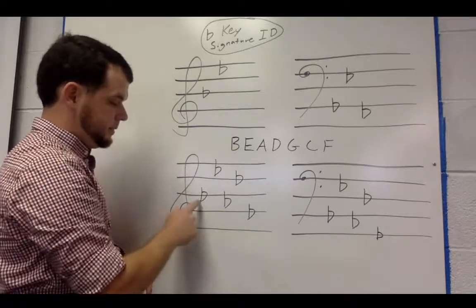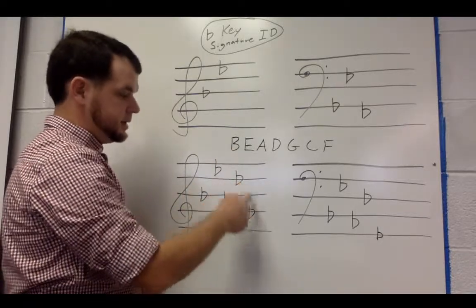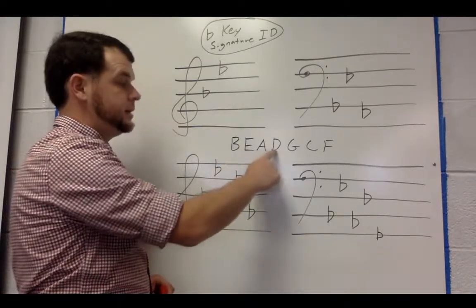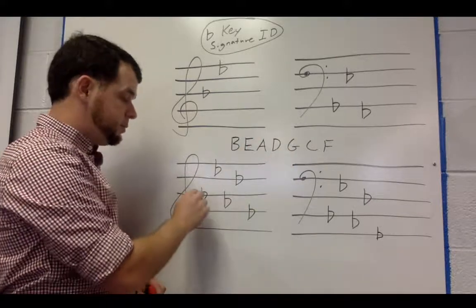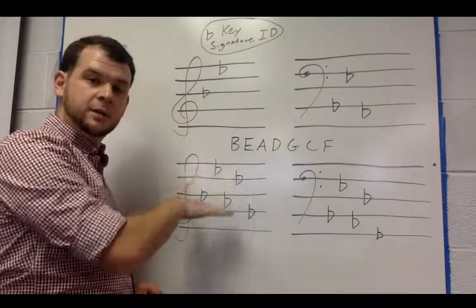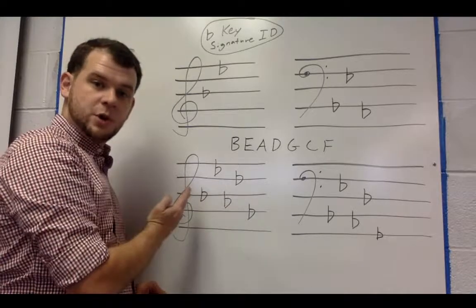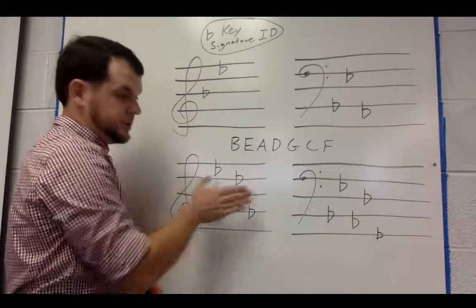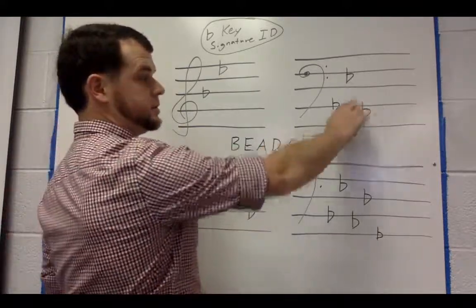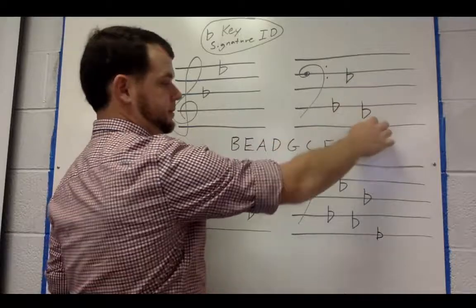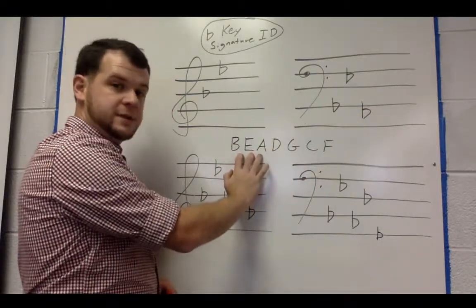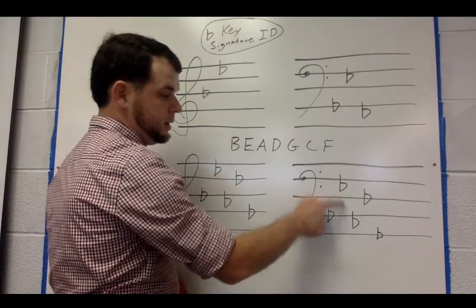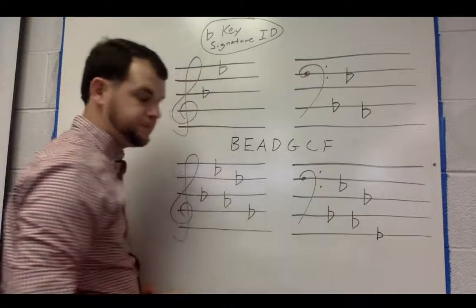For this example, we have B, E, A, D, and G, just like our order of flats, B, E, A, D, and G. Now it's important to note that as they jump up and down, that doesn't make any difference as to the order. It's always left to right. We have B, E, A, D, and G coming across. In our flat key signatures, we have B flat, E flat, and A flat, once again in order. The clef does not change the order. And for this bottom example, we have 5 flats, B, E, A, D, and G.